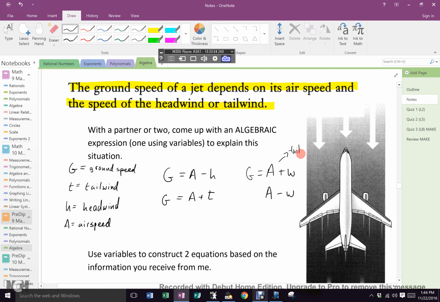Because tailwind pushes forward. Tailwind adds to your speed by pushing you from behind. Yeah. What's this one? That one's headwind because it pushes you from the front and pushes back. Because it's pushing you from the front. Yeah. Good. Are both of these okay now?